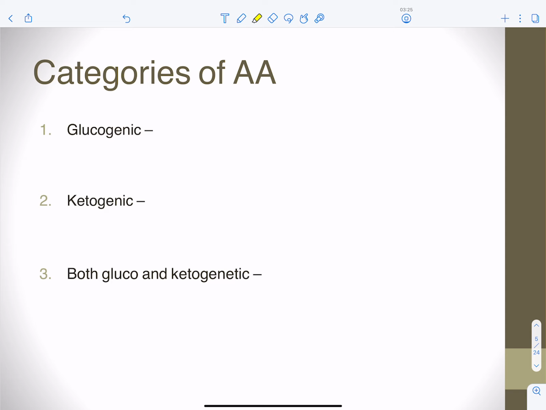When we talk about amino acids, there are some basic categories. Glucogenic amino acids are those that can degrade to pyruvate and become glucose precursors. And so the carbons in these amino acids can be used to make glucose.